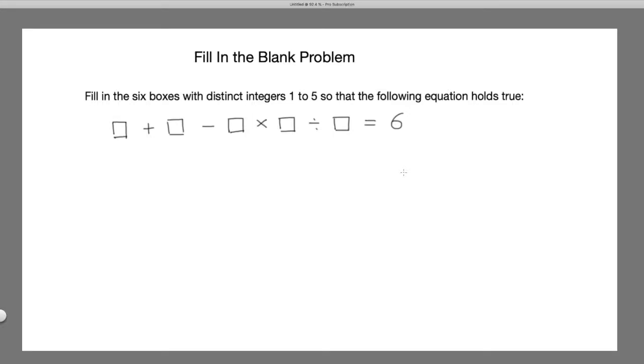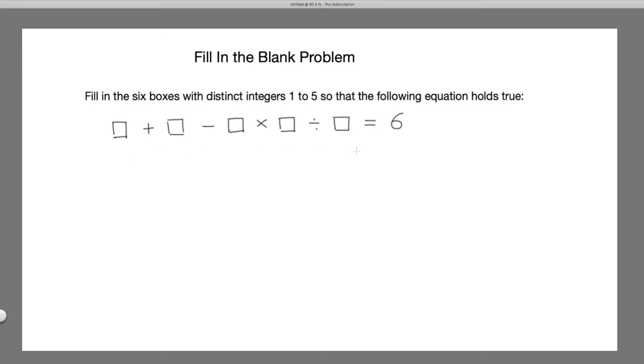Let's look at the following question. The problem states, fill in the 6 boxes with distinct integers 1 to 5 so that the following equation holds true. And the equation goes: box plus box minus box times box divided by another box equals 6. And each box represents a distinct integer.